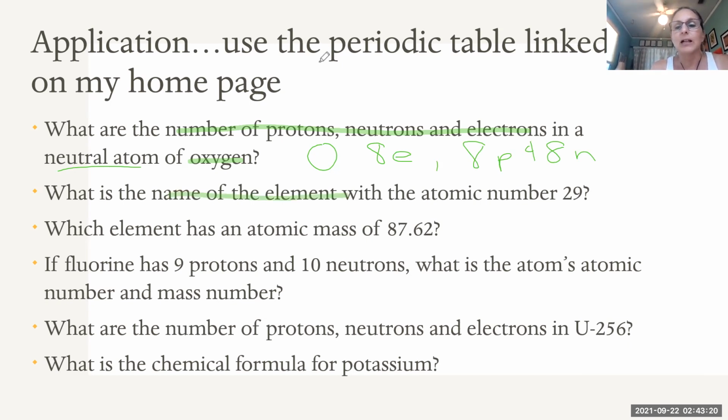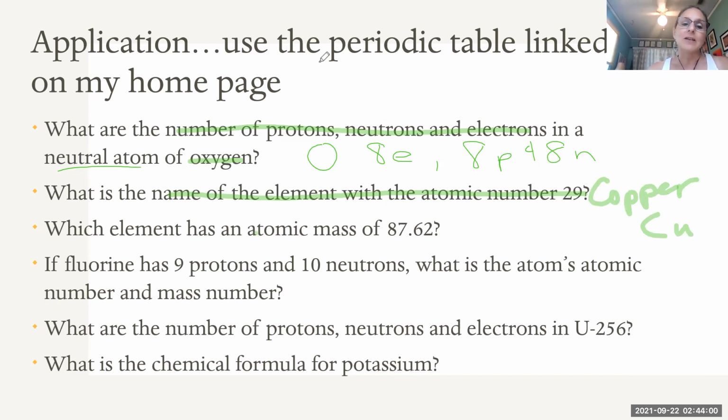What is the name of the element with the atomic number 29? You can pause, but I'm going to look on the periodic table for the number 29. Oh, I see it right there. So, what is 29? It's Cu. Cu stands for copper. If you were in real school, I'd make you memorize all the element symbols, but we're in virtual school, so you don't have to memorize them, which is really nice. But you should know them.